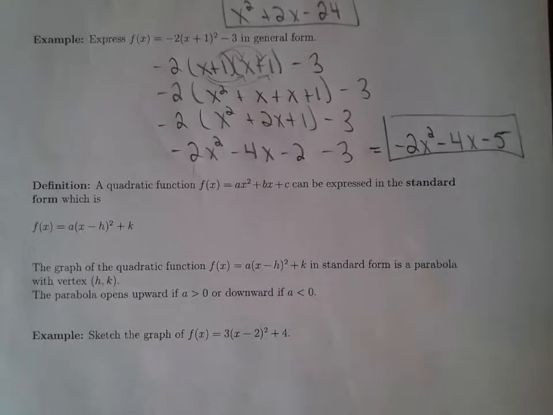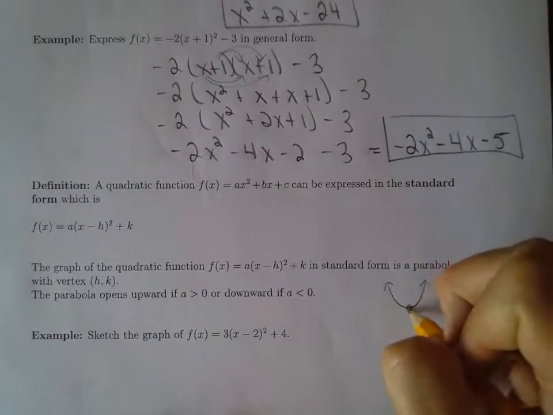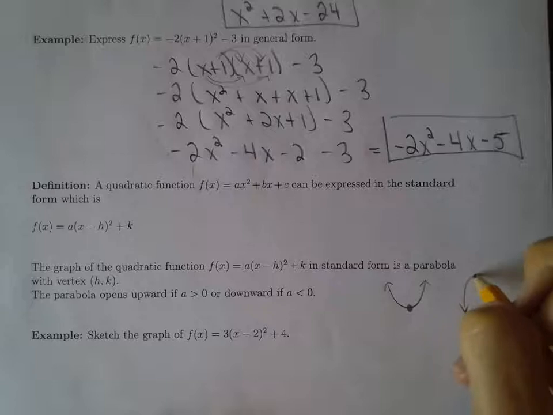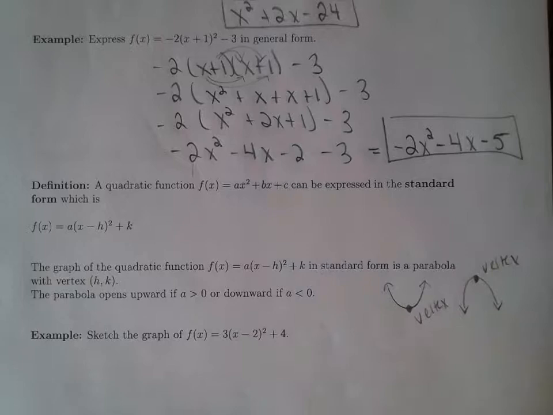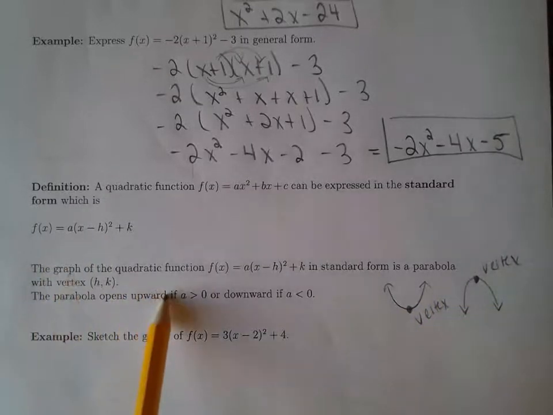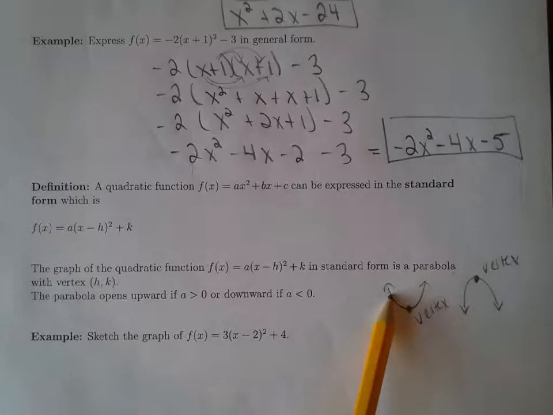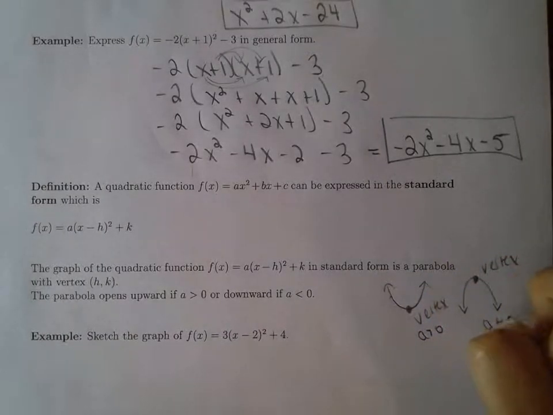It says the graph of the quadratic function a times x minus h squared plus k is a parabola with the vertex h, k. Okay, so that means the vertex is either the lowest or minimum point or the highest. So here's your vertex for parabolas. If you're given a quadratic function in this form, you can immediately find the vertex. The parabola opens up, so it would look like this, if a is greater than 0, so you would look at the a. It would open down if a is less than 0, so it would look like this. So this would be a greater than 0, this is a less than 0.